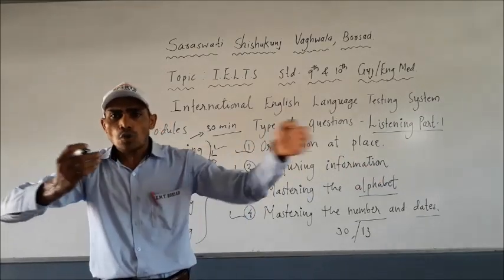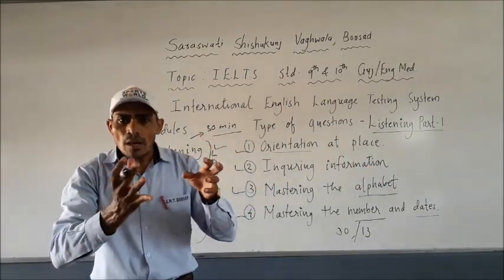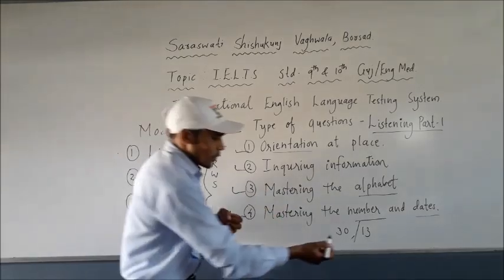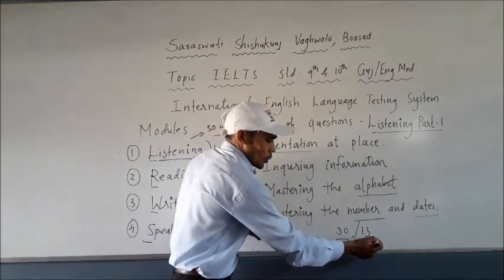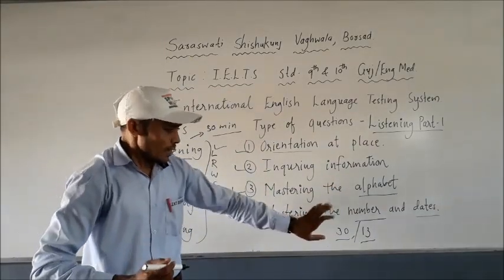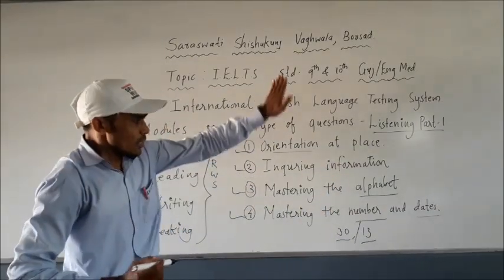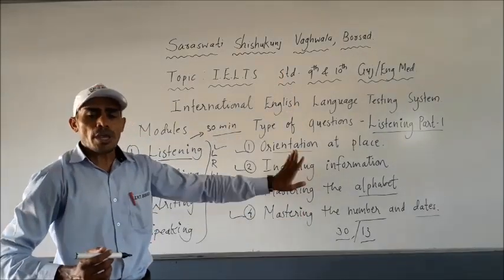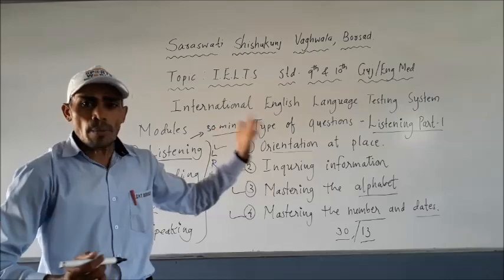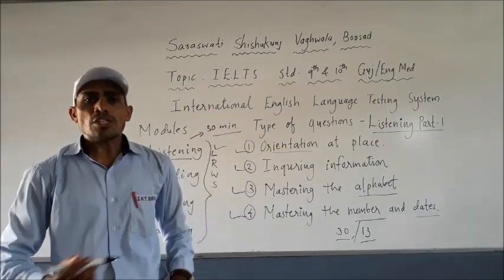But the conversation goes on. You need to listen to it, and when you get confused, you are not sure whether you need to write 30 or you need to write 13. So for that also you need to listen very carefully. So these are the 4 types of questions we have in IELTS listening part 1. Students, now I am going to give you tips and strategies.